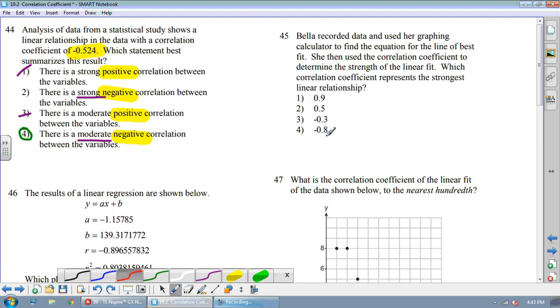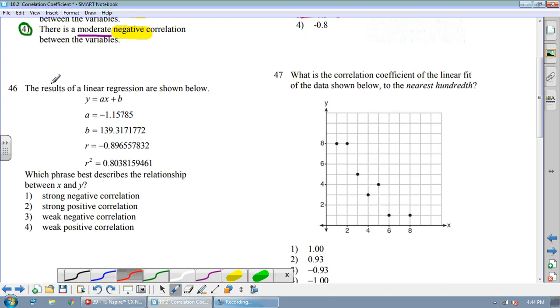So when we look at these numbers, -0.3, that's weak. So we don't want weak. 0.5 is kind of in the middle. We just call the 0.5 a moderate, so we don't want that. So our choices are between -0.8 and 0.9. Which one is closer to 1 or -1? 0.9.